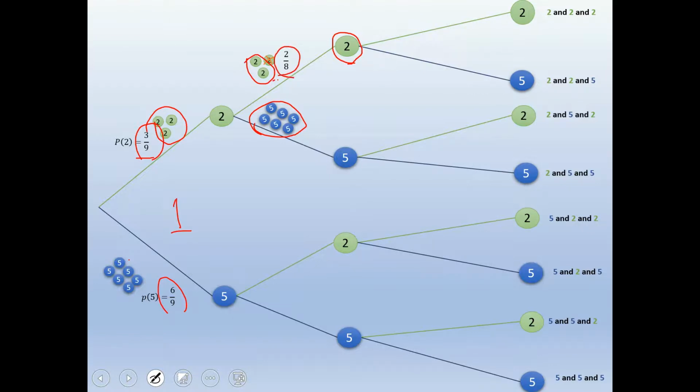Okay, now what about the counter labeled 5 in this branch? Still 6 counters left and 8 counters in total. So the probability of 5 will be 6 out of 8. Again, check that those two probabilities add up to 1.